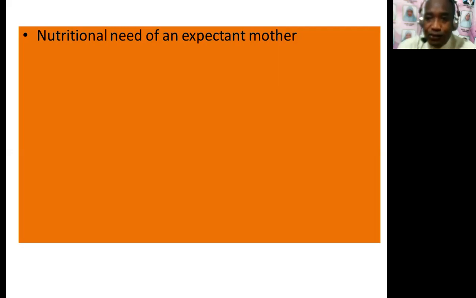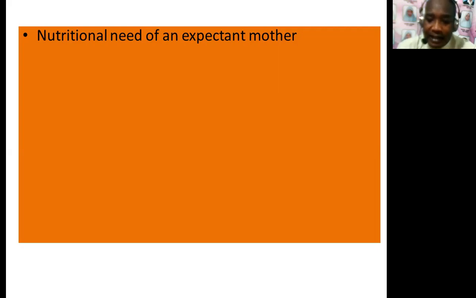Proteins, also known as body-building foods. Vitamins, also known as protective foods. And lastly, they need mineral salts. We want to talk about each of the food groups and what it gives to the expectant mother. Carbohydrates are required to provide the body with energy.